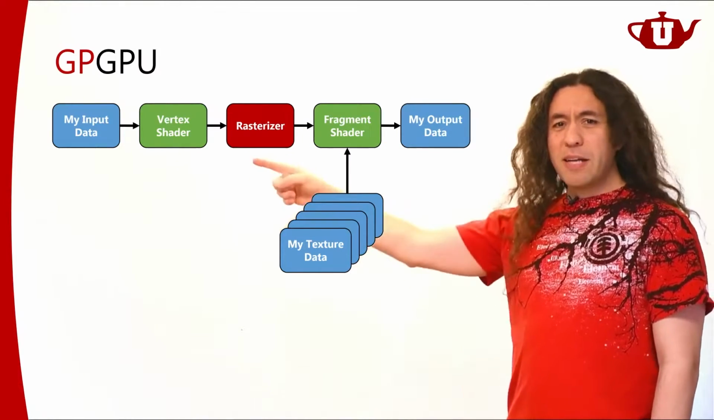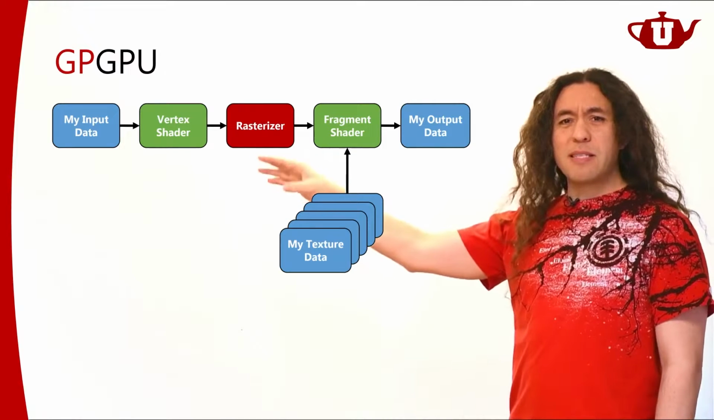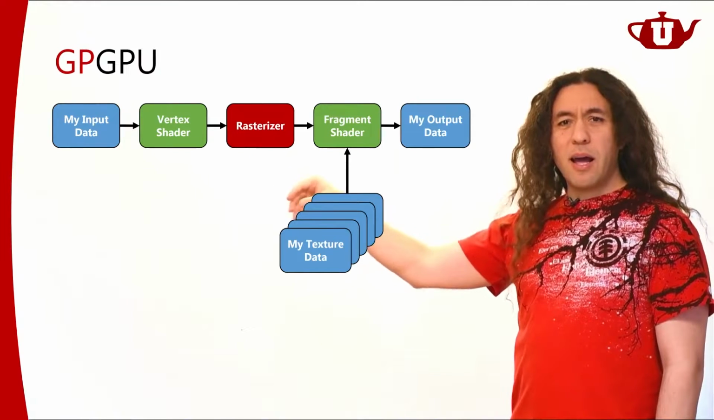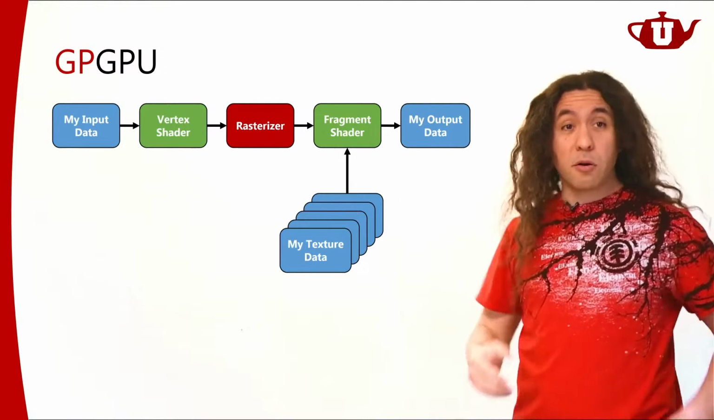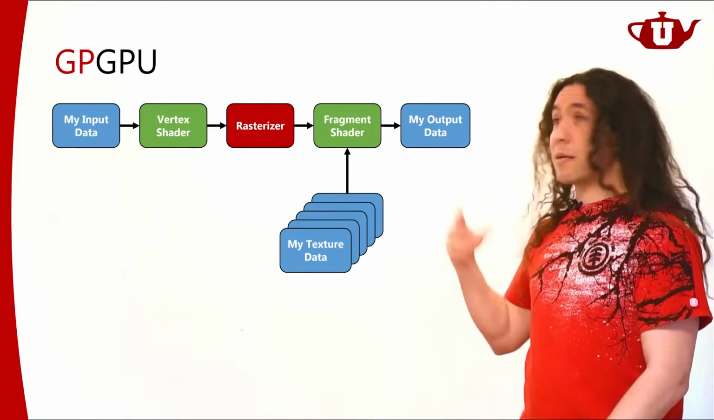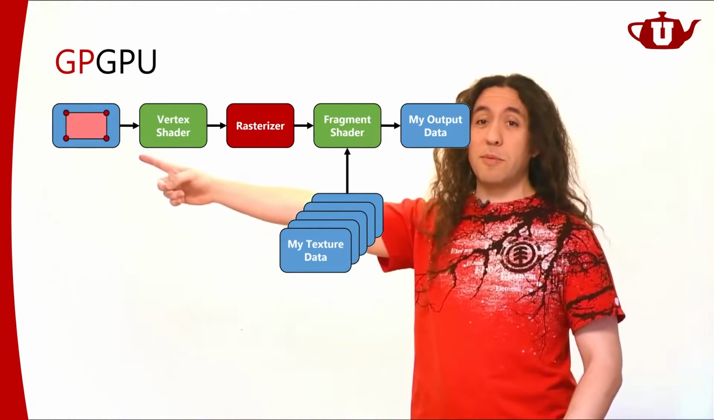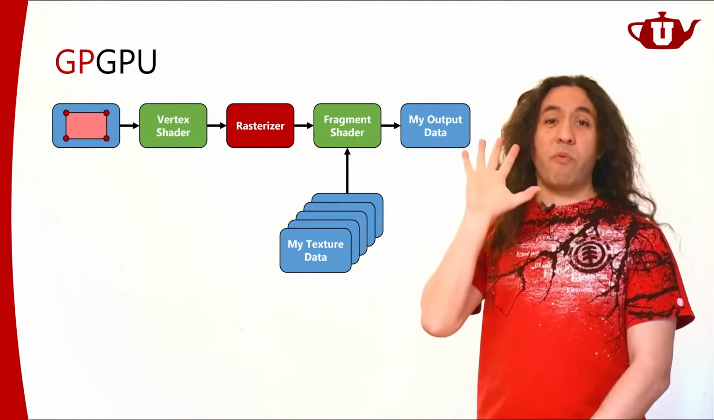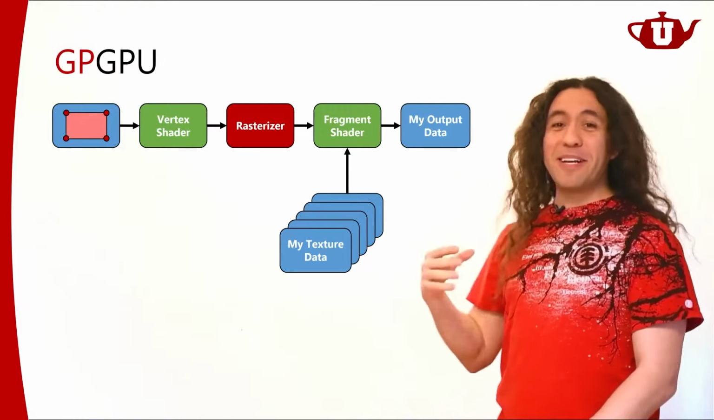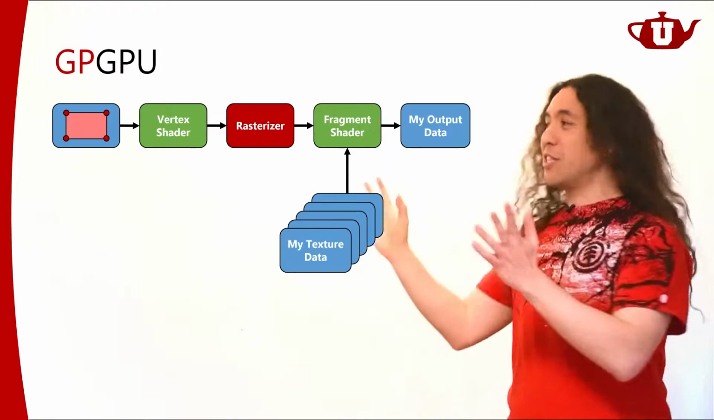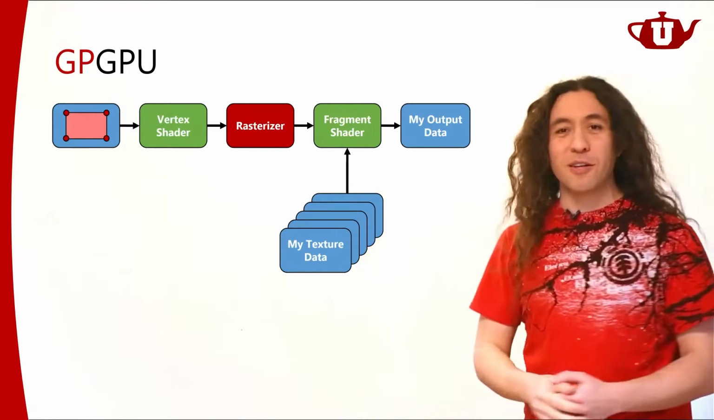If I don't need this, I can just simplify this stuff quite a bit and do all of my computation in my fragment shader. And that's what people did. They would typically render a screen-size quad. So this data would be just a screen-size quad, and just put it on the screen. And then this rasterizer would basically generate one fragment for each pixel on the screen.